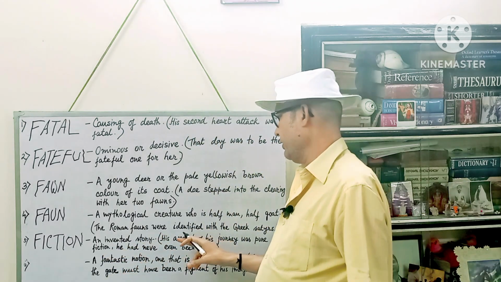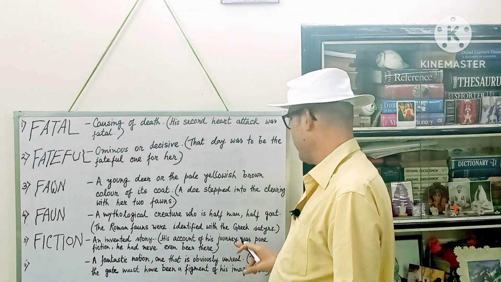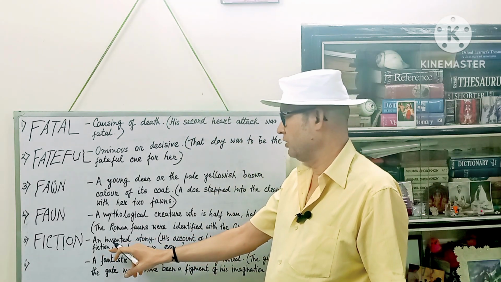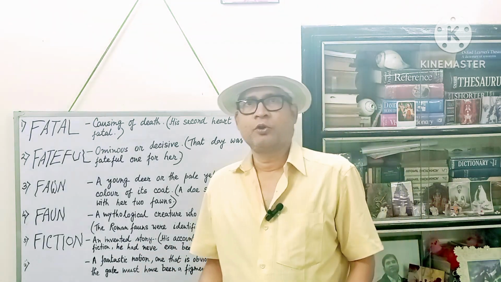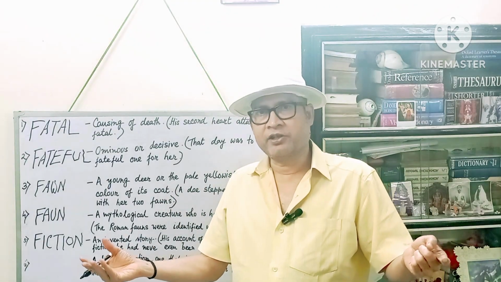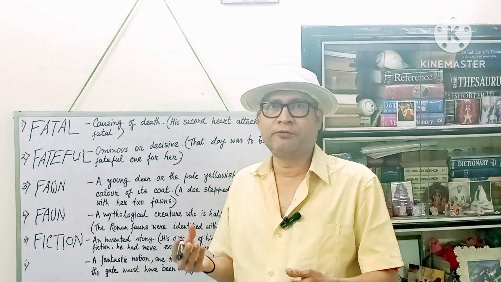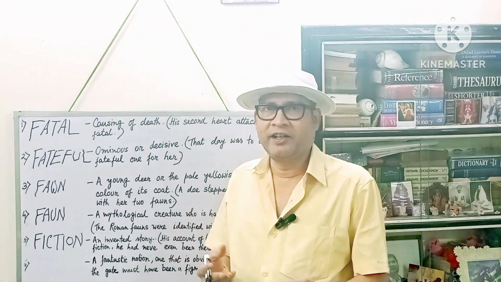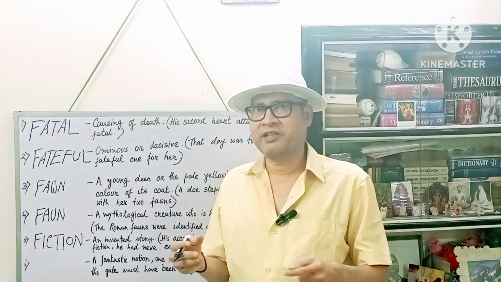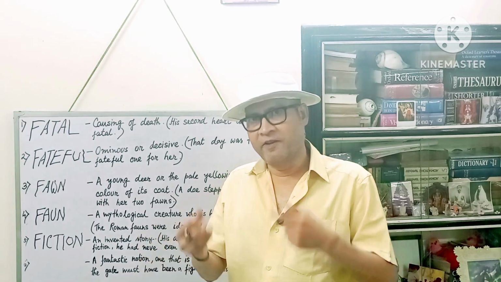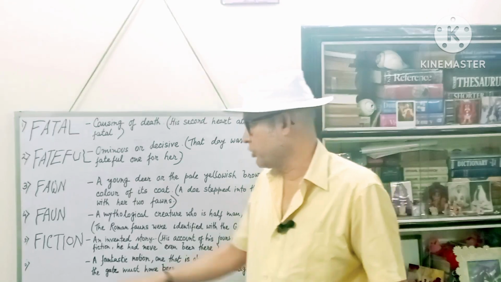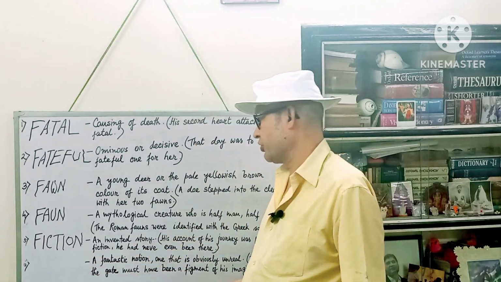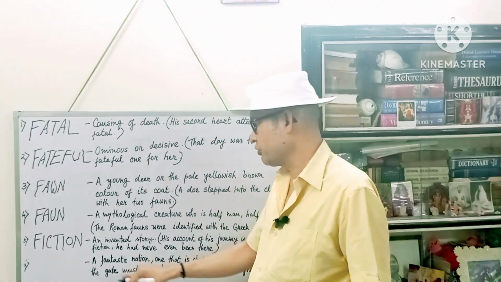Let's look at the example sentence. His account of his journey was pure fiction. He had never even been there. Without going to a certain place, somebody is giving the account of his or her journey to that place. So you understand very well that person is inventing a story. So it is an invented story, so it's fiction. Okay?